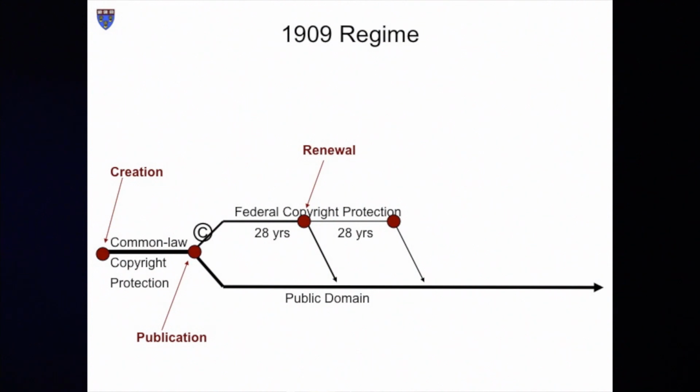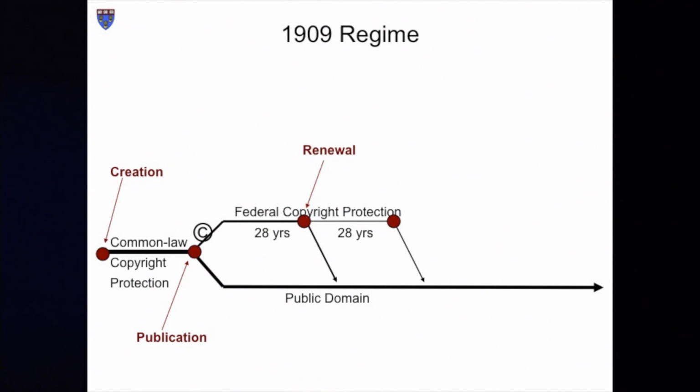The slide in front of you should by now be familiar. This shows the way things worked under the original version of the 1909 copyright statute. As we've seen, the first term of federal protection lasted for 28 years after the date of publication. If the copyright was properly renewed, it lasted for another 28-year term, commonly known, for obvious reasons, as the renewal term.